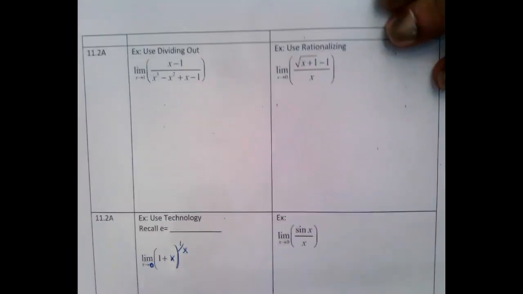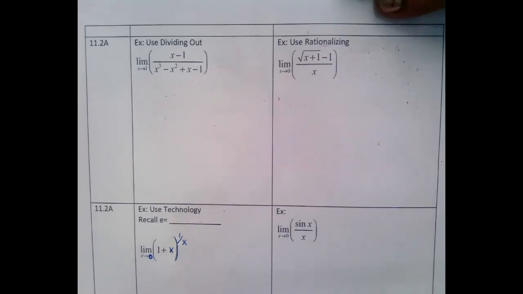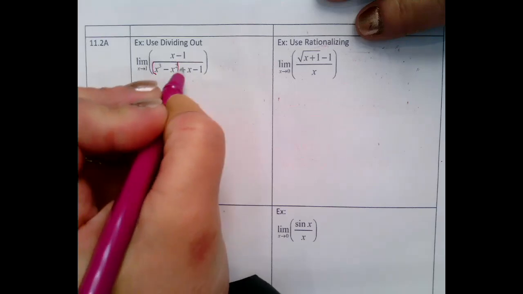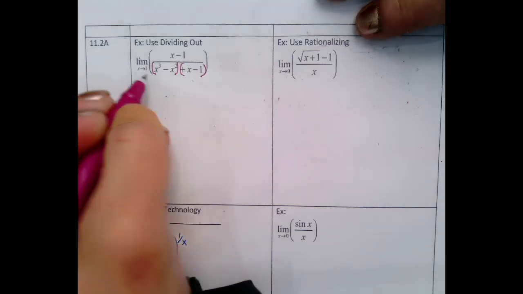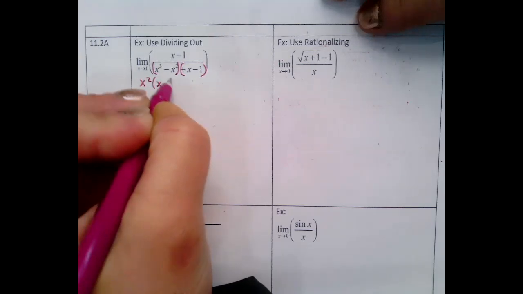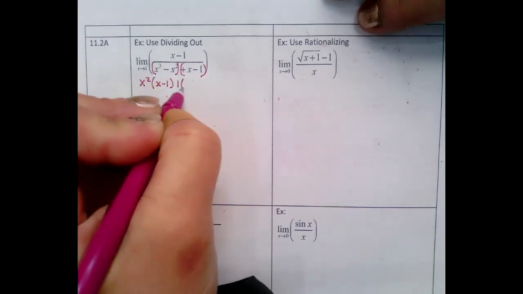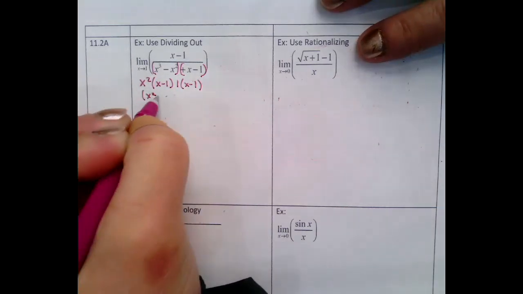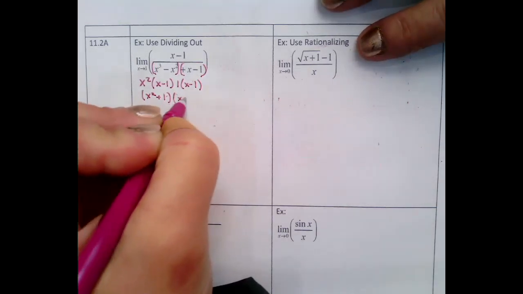Let's take a look at the next one. So the next one is also going to be dividing out. So here I have 4 terms, so I'm going to be able to factor those. So I can factor an x squared out, and I'm left with x minus 1. Here I can factor a 1 out, and I'm left with x minus 1. Okay, so my factors then are x squared plus 1 times x minus 1.